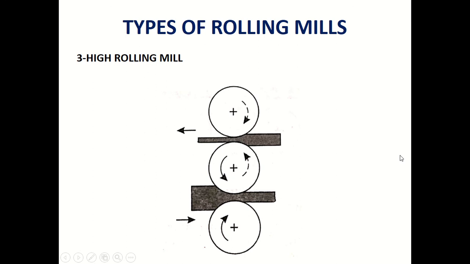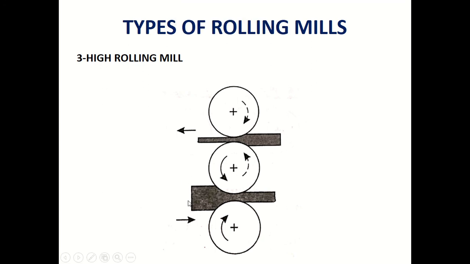And the next one is the three-high rolling mill. What would the three-high rolling mill be? In the case of a three-high rolling mill, you can see three rollers are used for performing the rolling operation. Earlier, two rollers were used; here, three rollers. And the reduction in thickness of the workpiece can be done in two stages.